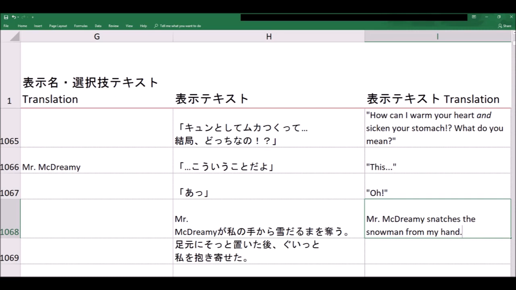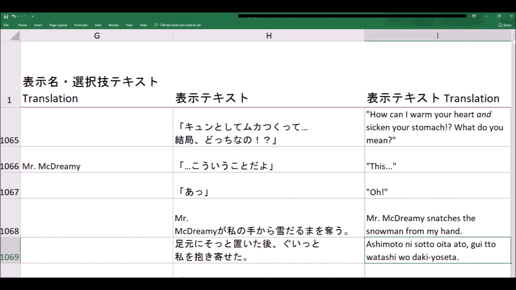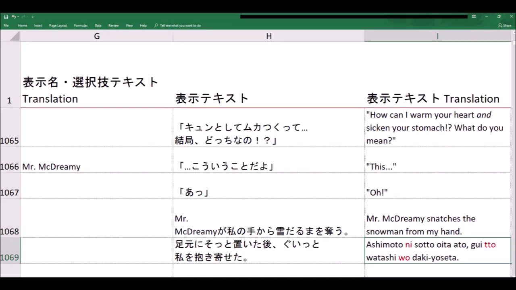I changed the past tense to present because the company instructs me to change everything to present tense so the players feel like it's happening to them in real time. Next line of narration. Ashimoto ni sotto oita ato, guitto watashi o dakiyoseta. We'll make the particles red first. Then we'll translate the words in black. Ashimoto means at, around my feet. Ato means after, and watashi means me, of course.